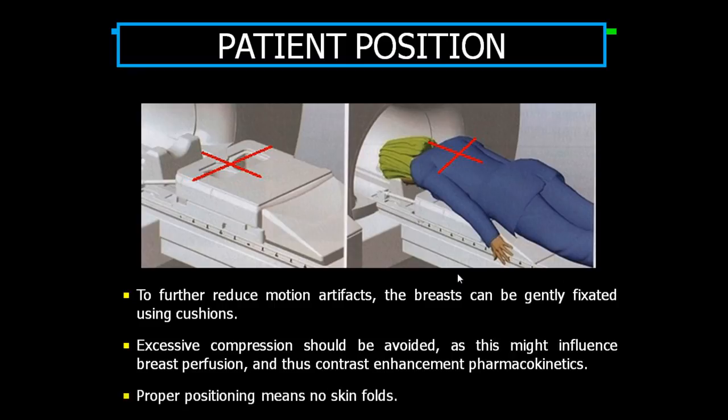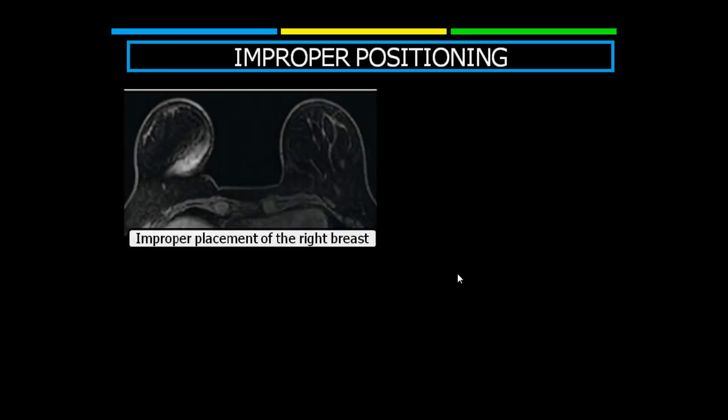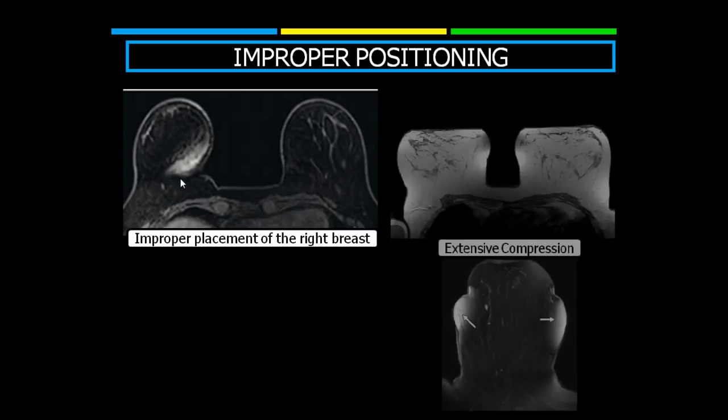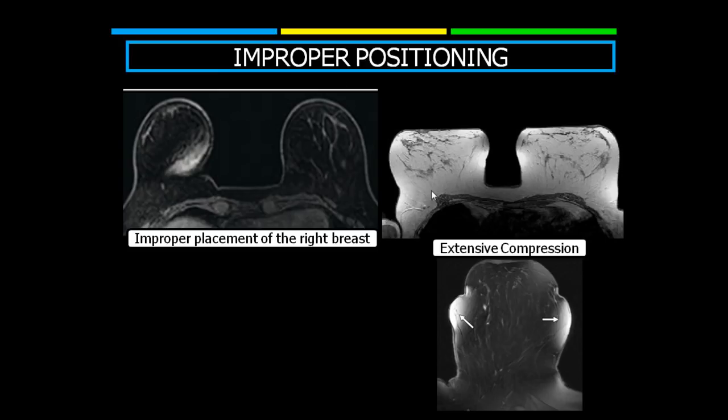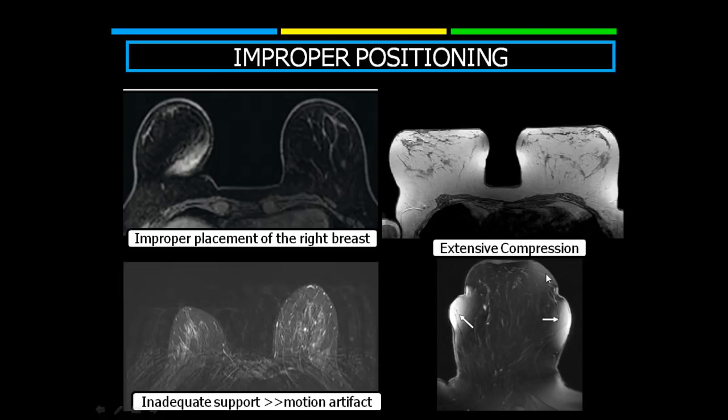We have to know that proper positioning means that we should have no skin folds. This is an example of an improperly placed breast where the breast was misplaced, and here we see the reflection of the skin fold. These are two examples of extensive compression of the breast, and this is an example of a small breast which was not adequately supported, and so we have motion artifacts.